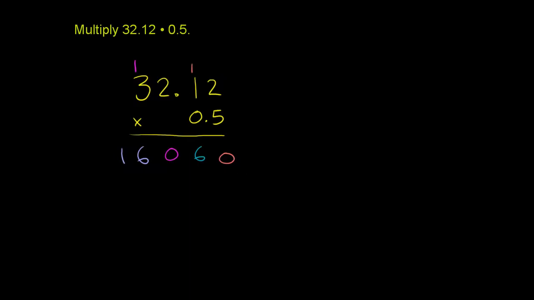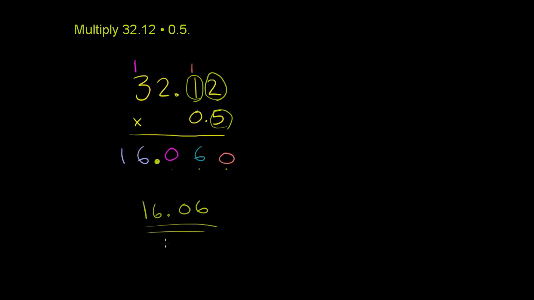We just have to count the total number of spaces or places we have behind the decimal points in the two numbers we're multiplying. So we have 1, 2, 3 spaces, or 3 numbers to the right of the decimals in the two numbers that we're multiplying. So we need that many numbers to the right of the decimal in our answer. So we go 1, 2, 3, put the decimal right over there. So 32.12 times 0.5 is 16.060. And this trailing 0 right here we can ignore because it's really not adding any information there.